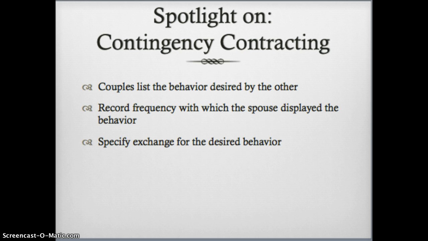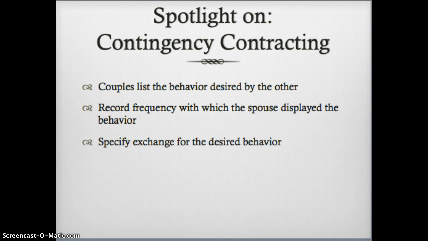And there are some ways that this approach can be used with children, but because the power differential and expectations of that relationship and guardianship are different than in a couple's relationship, it's not a directly transferable approach or technique, this contingency contracting.